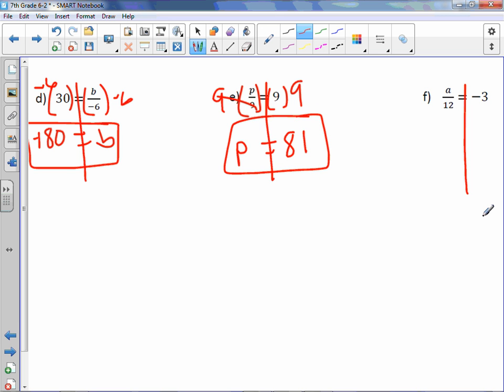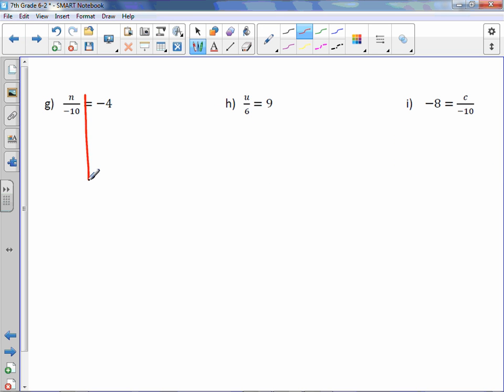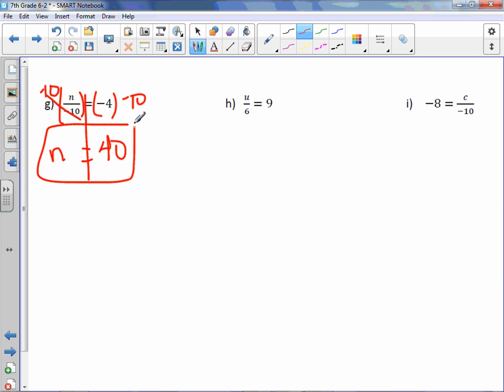Letter F. A divided by 12 equals -3. Multiply both sides by 12. We get A equals -36. Letter G. N divided by -10. We multiply both sides by -10. We get N equals positive 40. Letter H. U divided by 6 equals 9. Multiply both sides by 6. U equals 54.